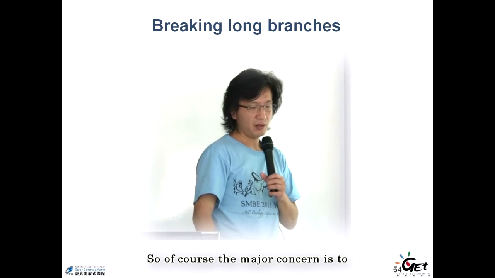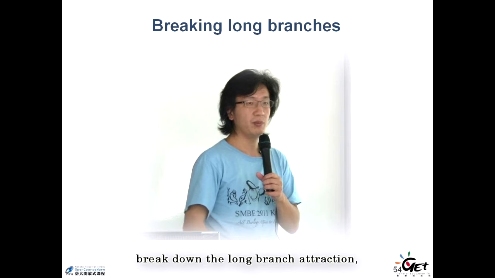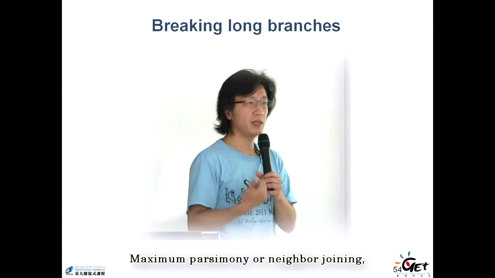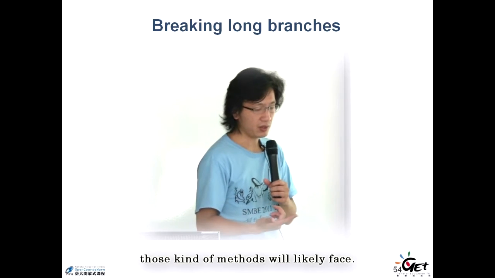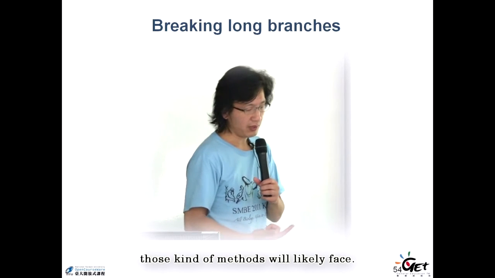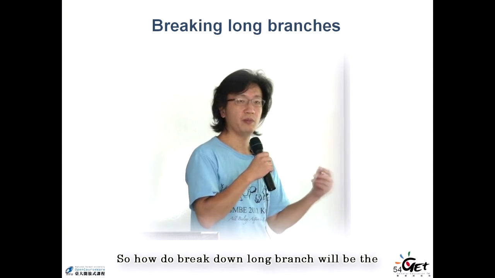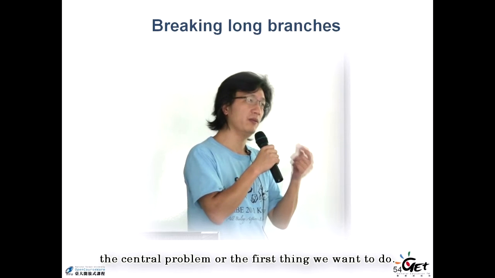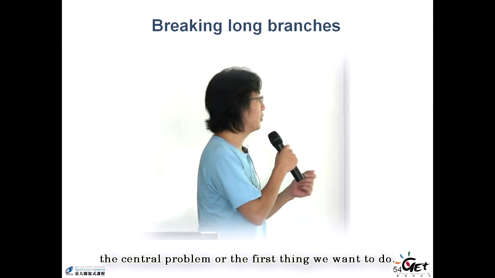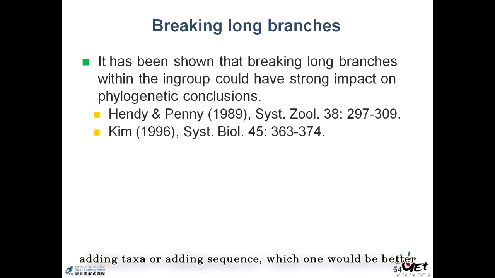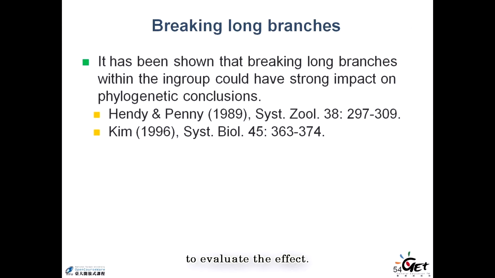Of course, the major concern is to break down the long branch attraction, which is one of the major problems that maximum parsimony or neighbor joining, those kinds of methods, will likely face. So how to break down long branches will be the central problem, or the first thing we want to do. But will adding taxa or adding sequence, which one would be better to break down the long branches? A lot of studies have been done to evaluate the effect.